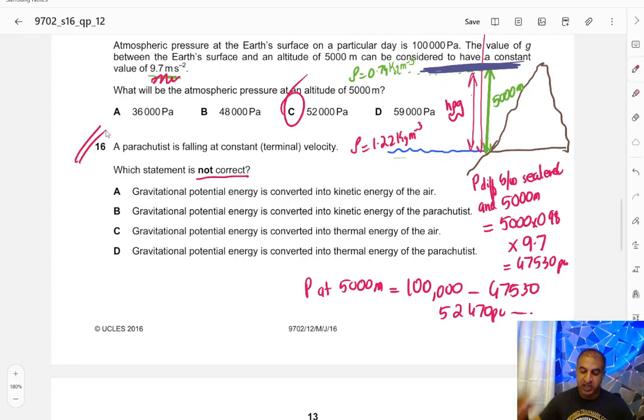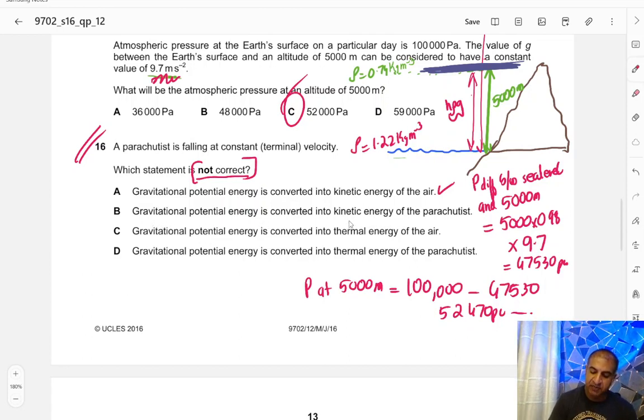The parachutist is falling at constant velocity. Okay, that means the velocity is constant. That means no conversion to kinetic energy is ever happening. Which statement is not correct? Let's see. First of all, let's find the statements that are correct. Gravitational potential energy is converted into kinetic energy of the air. That is correct, because upon hitting, that would happen. The air molecules are going to move faster upon hitting the parachutist.